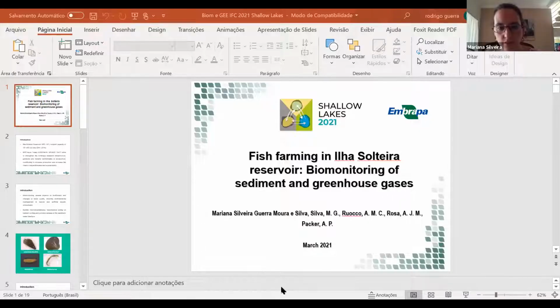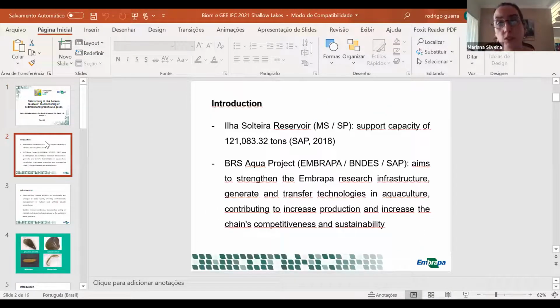Do you see the presentation? Yes. It's perfect. Okay, so this work, as Marcelo said, was conducted in two parts. We had the biomonitoring of sediments, including the benthic macroinvertebrate community as bioindicators, and the effects of the greenhouse gases. So the support capacity of Ilha Solteira Reservoir is about 121,000 tons of fishes produced, and it belongs to a project called BRS Aqua, which is a big project where many units of Embrapa are involved.